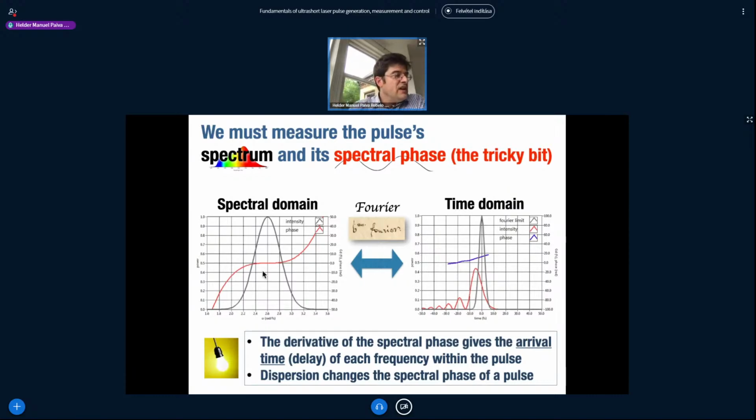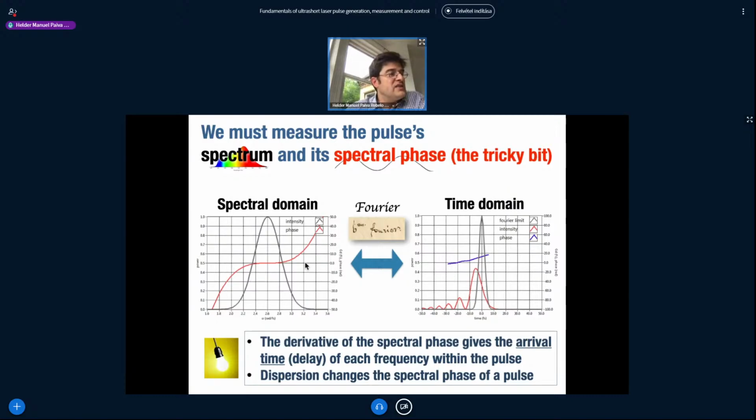For instance, if this phase, which is shown here as a third order curve, if this was a parabola, or sorry, if it was a straight line, let's imagine it was a straight line. What's the derivative of a straight line? So it's a flat, it's 0. So you have a flat line, if you like. So this means that if the phase was a straight line, the arrival time of each frequency would be exactly the same. So we would have the shortest possible pulse.